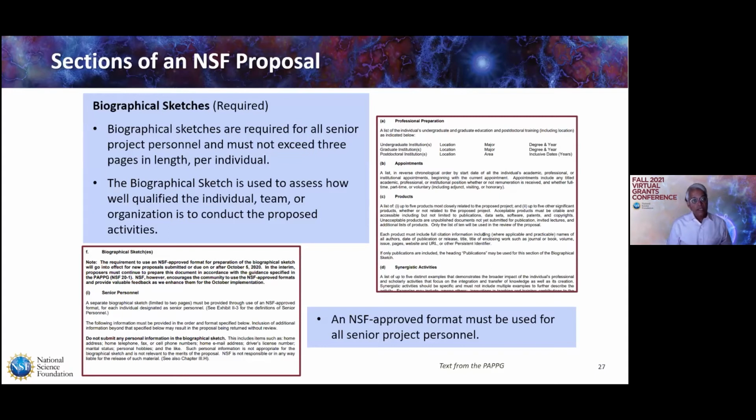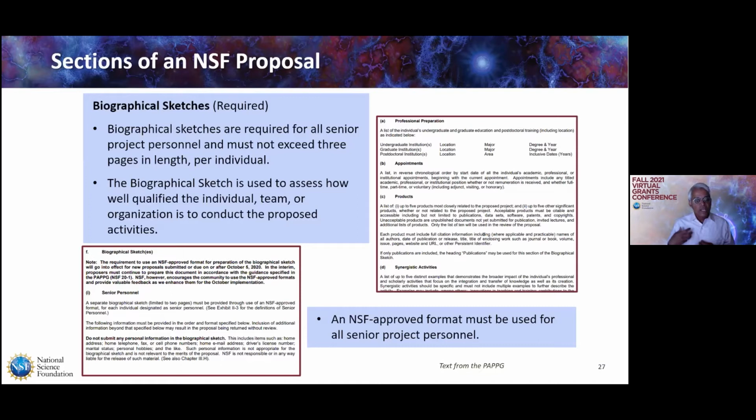Every proposal must include biographical sketches of every senior person that's included in the project. NSF has an approved format for these bio sketches, and you should be using those formats for communicating to NSF as well as to the reviewers that the senior persons on the project have the appropriate preparation as well as the right qualifications and support in order to actually complete this research.